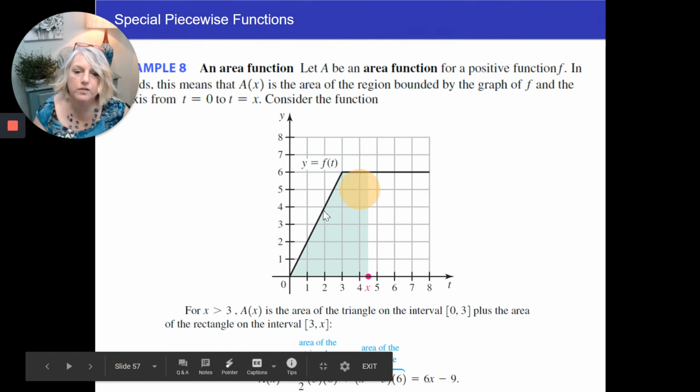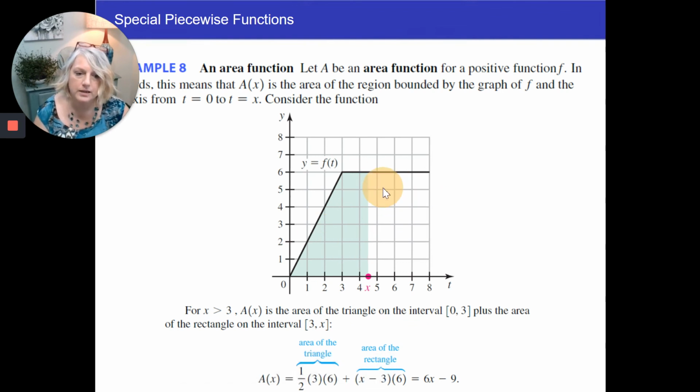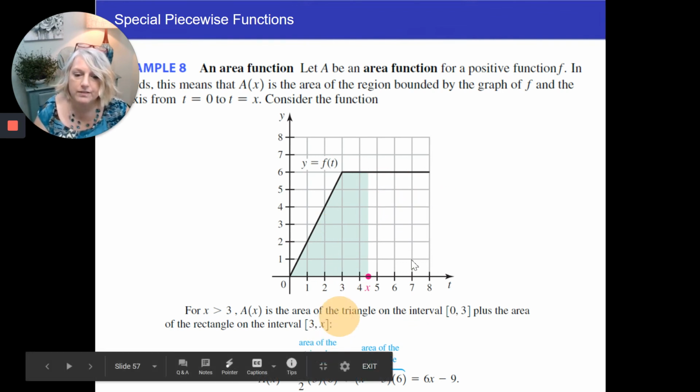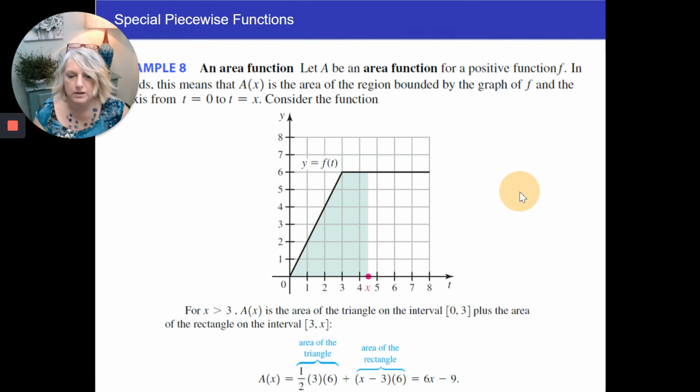Now, if I'm over here on this side, notice that it's the area of a triangle, and that's a constant. It's a base of 3 and a height of 6, so it has a consistent area of 1/2 times 3 times 6, which is 9. So you'll always do 9 plus the area of the rectangle that's here.